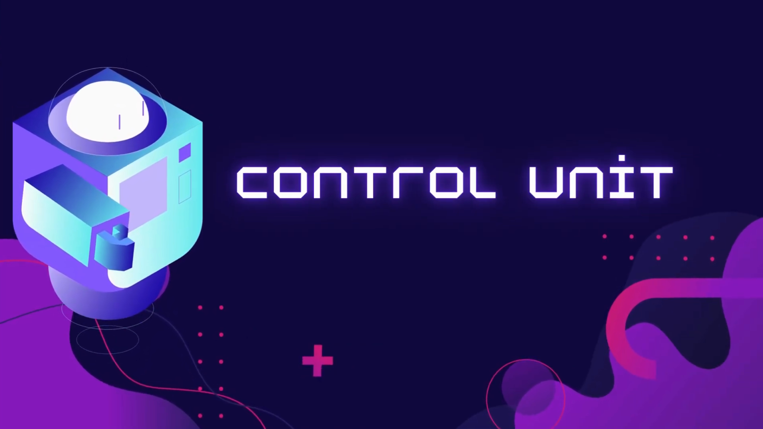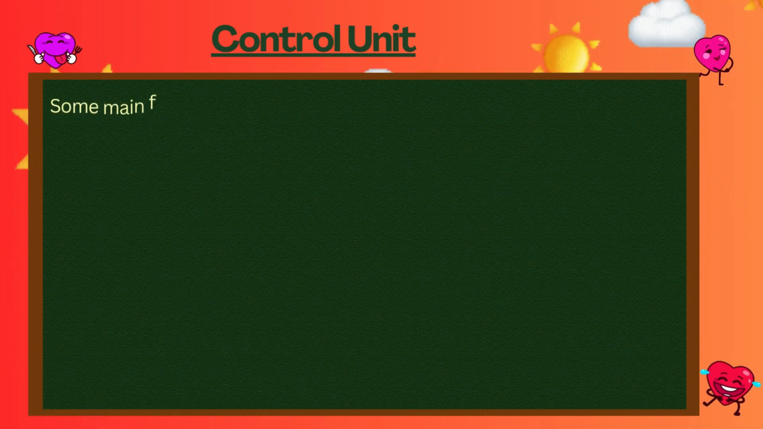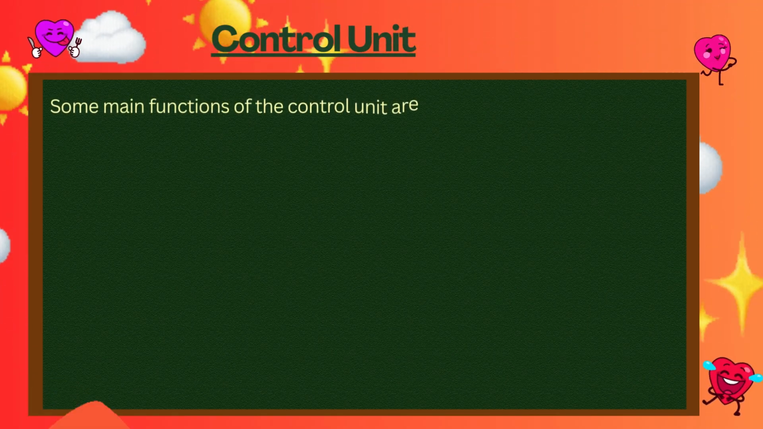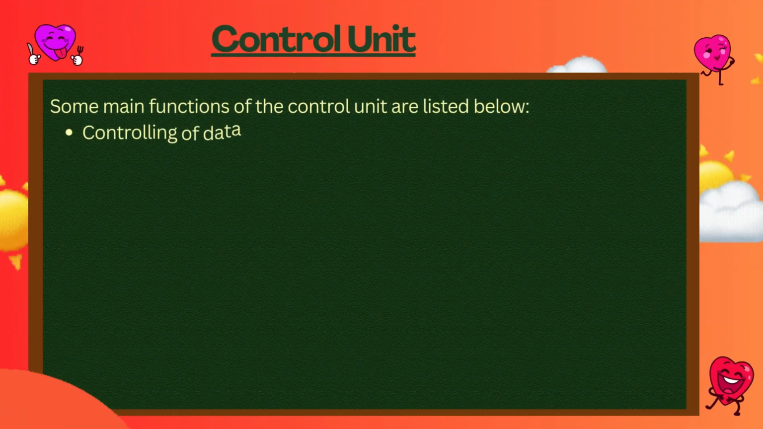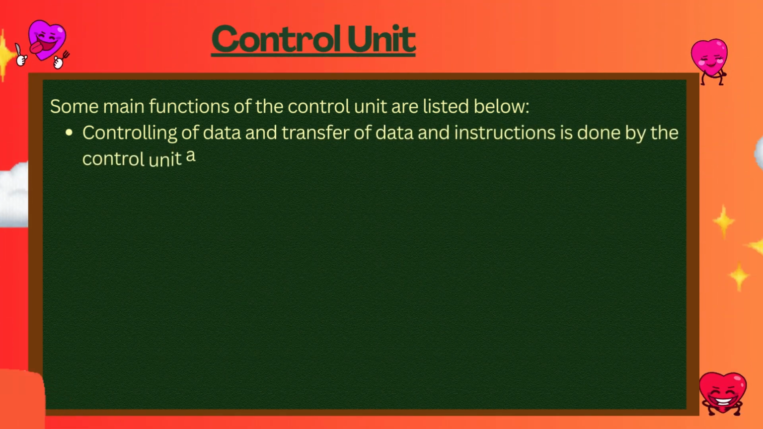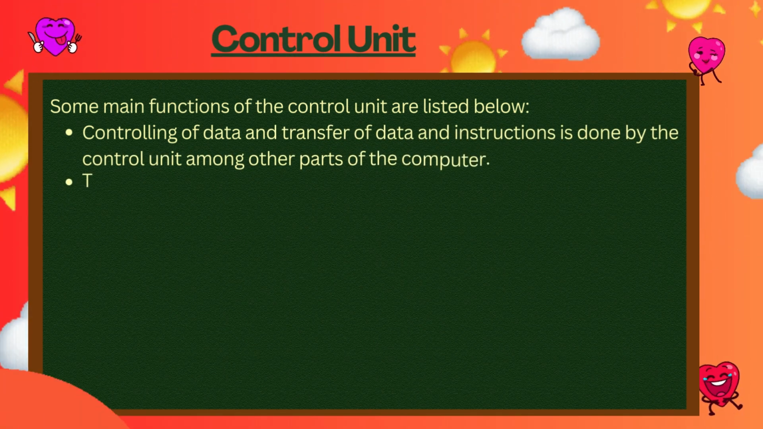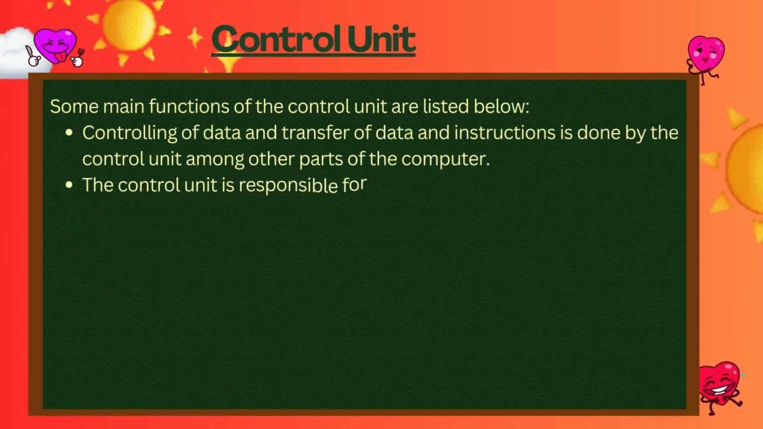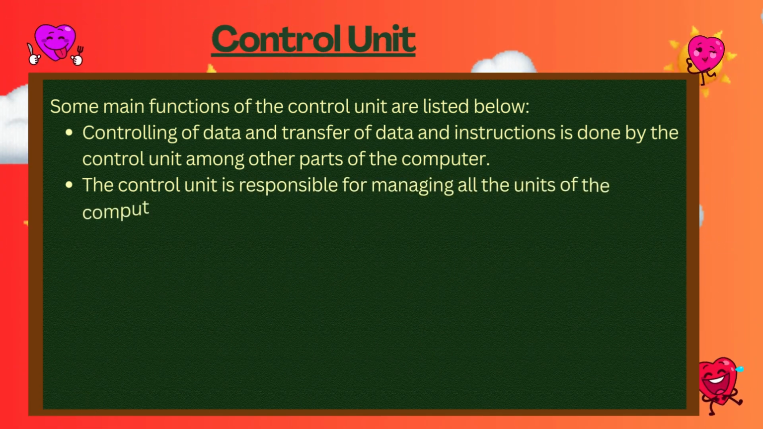Control unit. Some main functions of the control unit are listed below. Controlling of data and transfer of data and instructions is done by the control unit among other parts of the computer. The control unit is responsible for managing all the units of the computer.